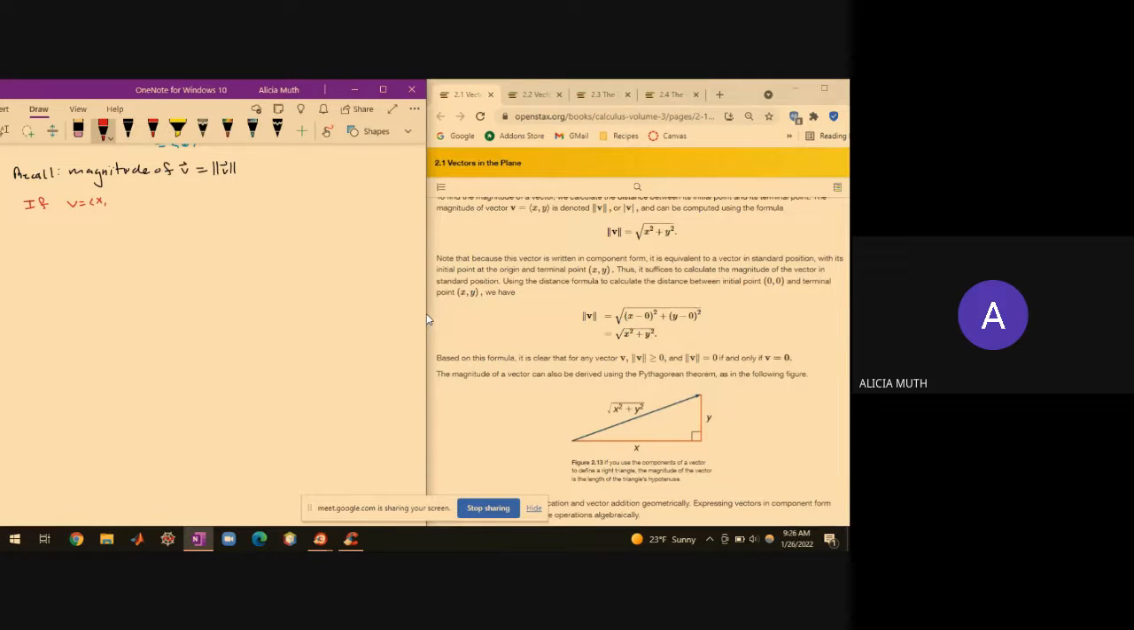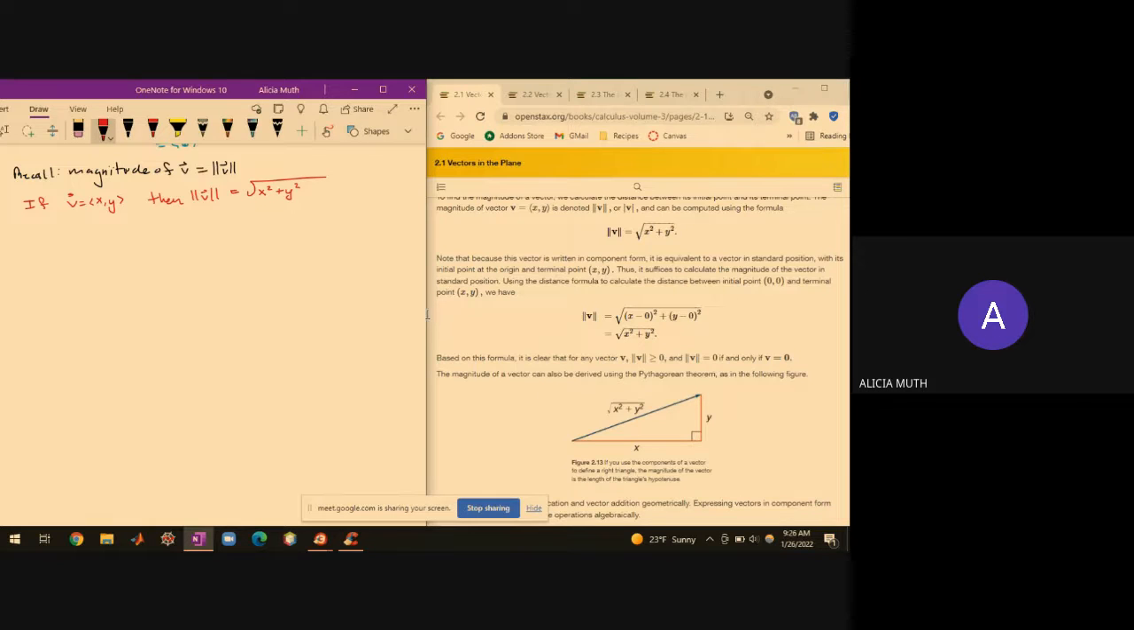So if V is our vector x comma y, then the magnitude of V is equal to the square root of x squared plus y squared.